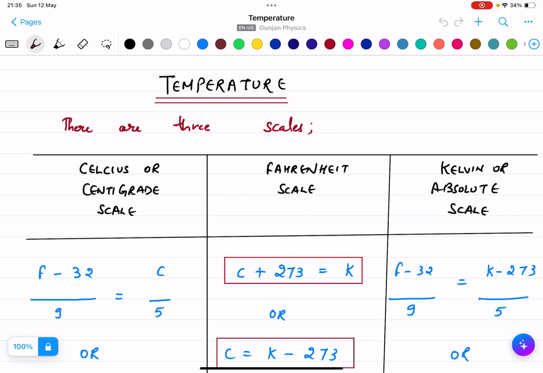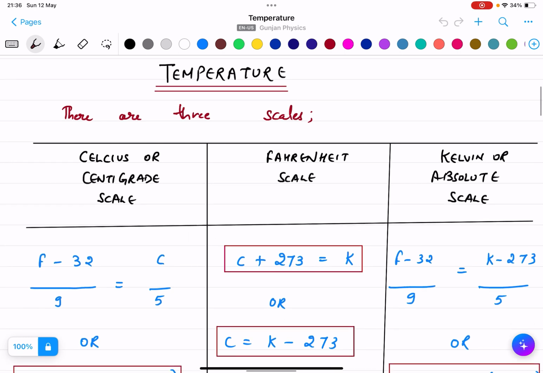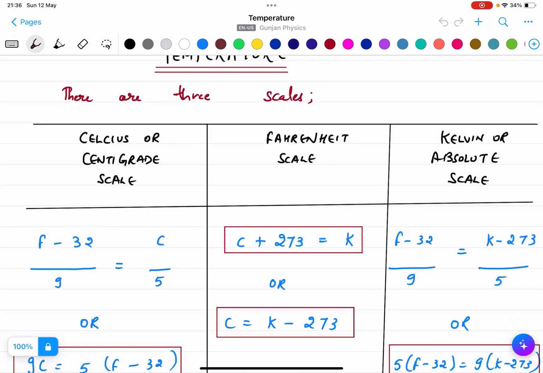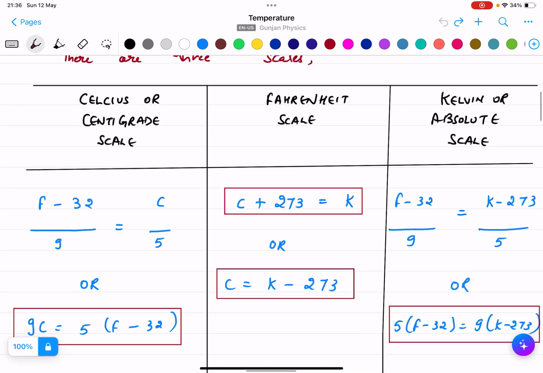Okay, so in this class, we will talk about a special branch of physics which is known as thermodynamics, and the first topic is temperature. It's a very easy topic, and there are some formulas you need to remember. There are three scales of temperature. The first one is Celsius, another one is Fahrenheit, and the third one is Kelvin.